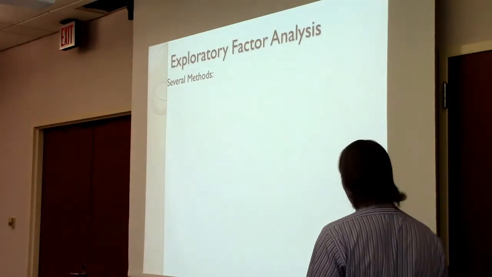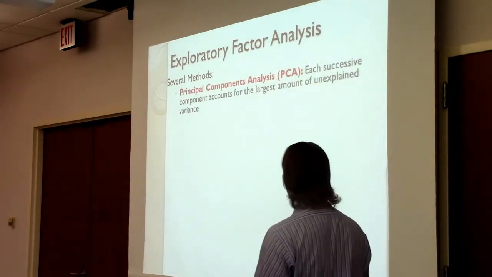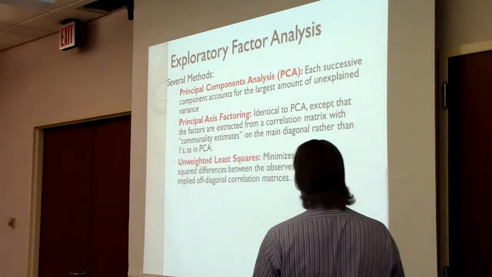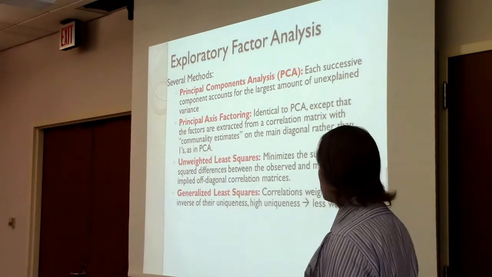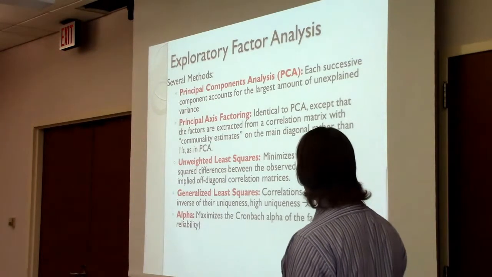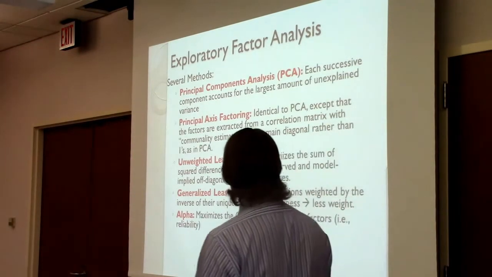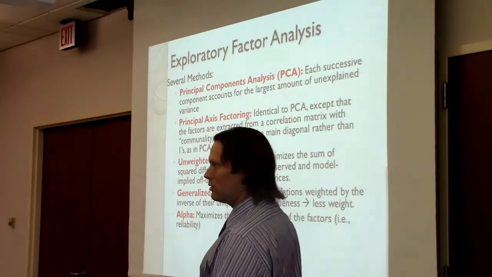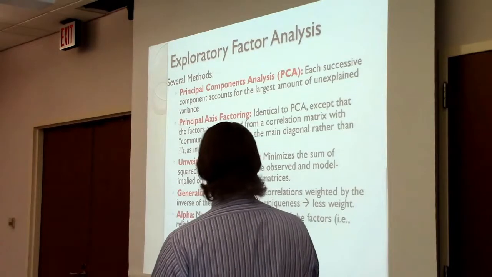So for EFA, there are several methods. Principal components, principal axis, unweighted least squares, generalized least squares, and alpha. All five of these basically look at a different way of divvying up the variance in the model to make it make the most sense.